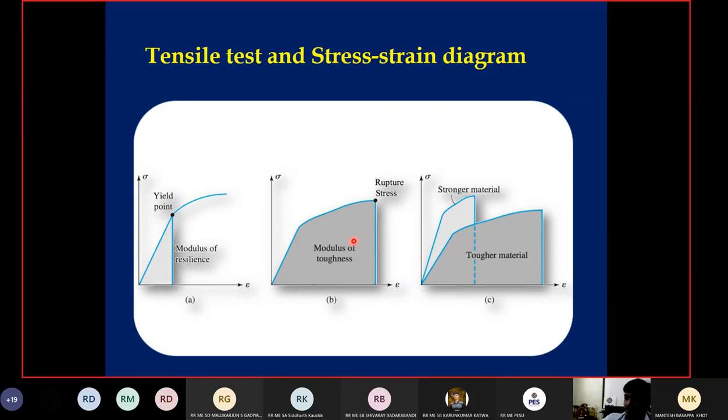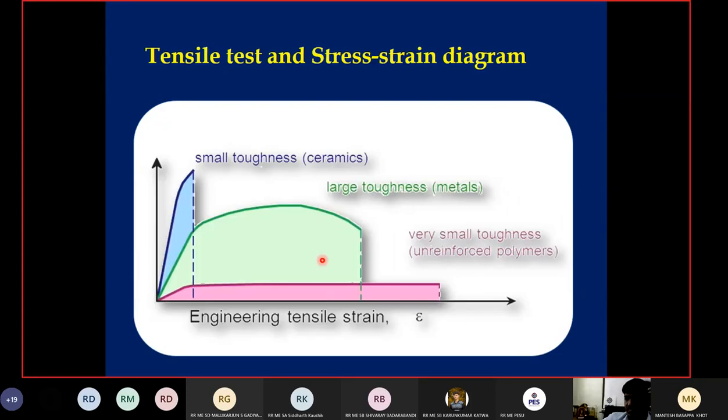Now as I said, you may have various types of materials that you test in the lab, and your idea is to find which of these is tougher, because you need to use the energy absorption capability of that particular specimen.